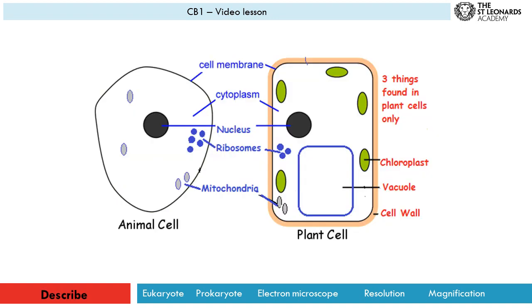Here is an overview of two eukaryotic cells. On the left we have the animal cell, and on the right the plant cell. Both these cells share the organelles here listed in blue. The ones in red, which we're going to discuss, are unique to plant cells.